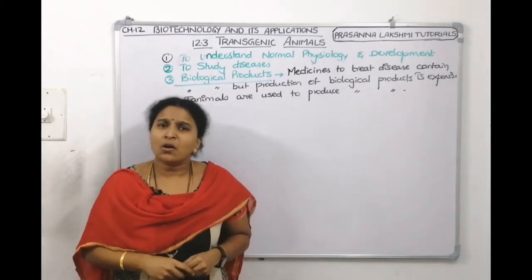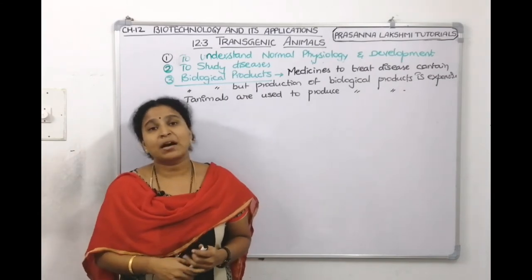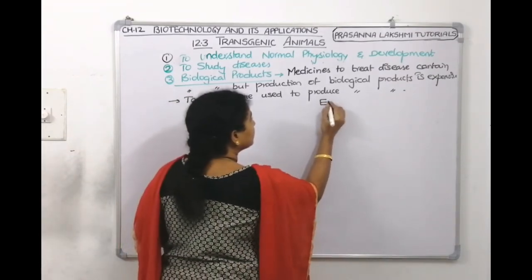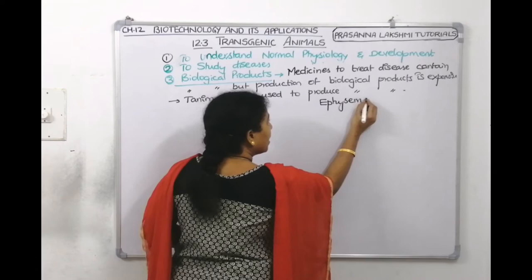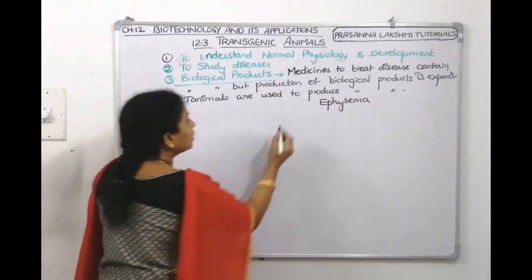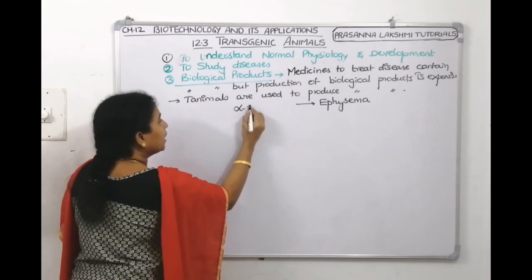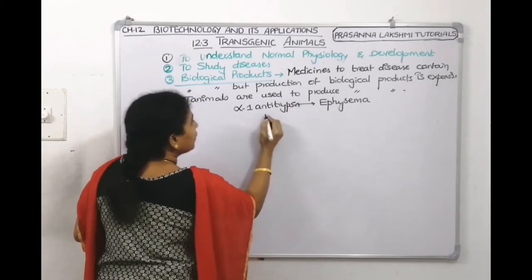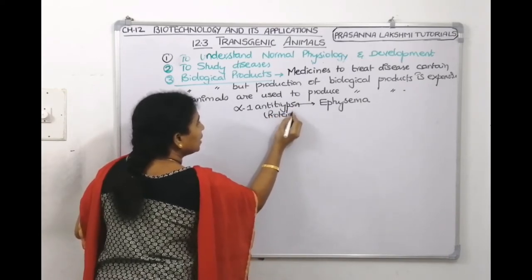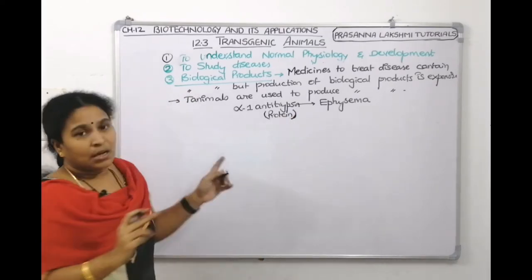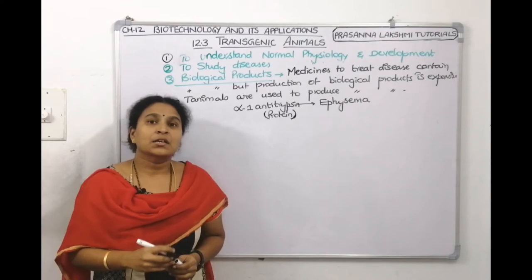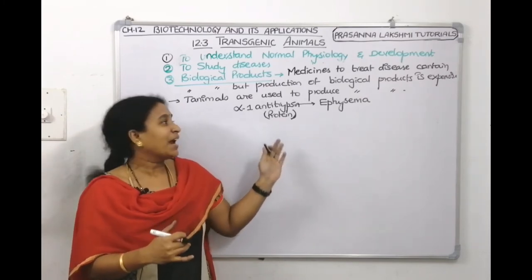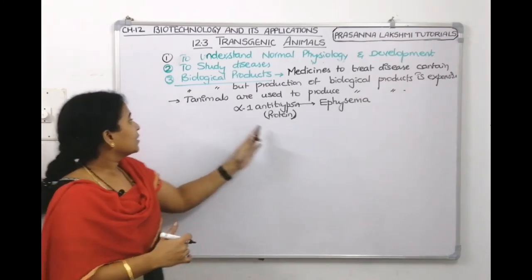Now, there is a disorder called emphysema. To treat emphysema, we need a protein called alpha 1 antitrypsin. What is this, children? It is a protein. Now, producing this normally outside is a very expensive task. So we use transgenic animals to produce this protein for us, which we will collect and use in the treatment of emphysema. So this is one advantage.